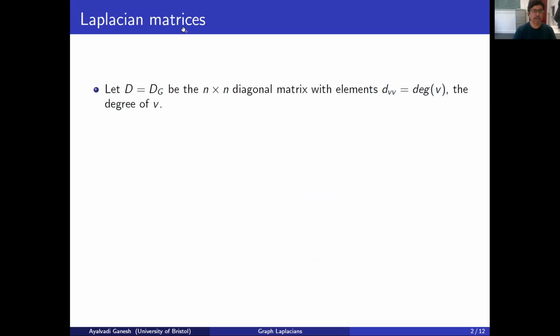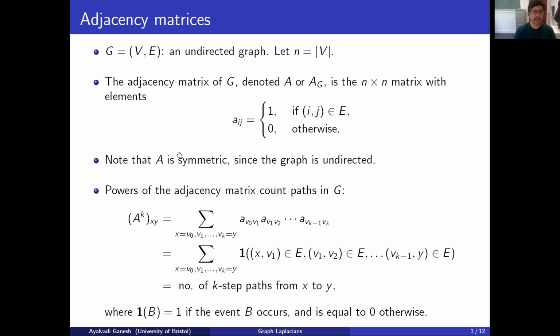So let's move on to defining the Laplacian. Let's denote by D the n by n diagonal matrix whose diagonal element, the v diagonal element, is the degree of the vertex v. Okay, so let's look again at the adjacency matrix. It had a 1 from v to w. So A_{vw} was 1 if vw was an edge. So there was a 1 for each edge incident on the vertex v.